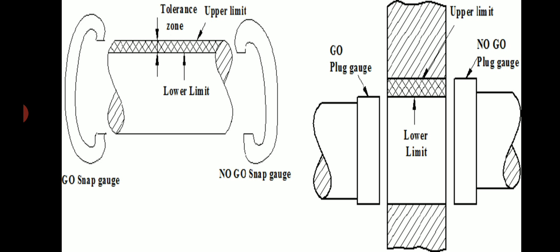Diagram indicating Taylor's principle of gauge design. A shaft. For measuring the dimensions of shaft, go snap gauge and no-go snap gauges are used, and for checking the dimensions of hole, go plug gauge and no-go plug gauges are used.